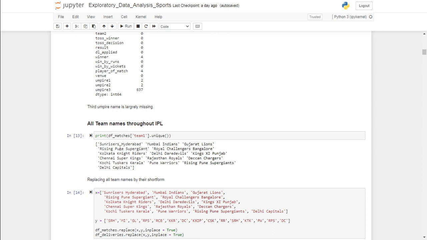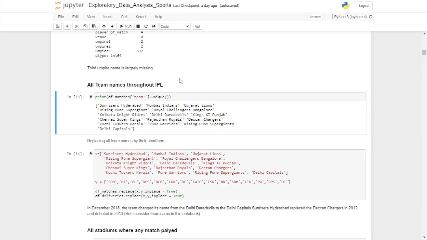And here is the list of teams who have played in IPL till 2019, and we are using short acronyms for their respective full team names. We are also replacing some teams, as Delhi Daredevils and Delhi Capitals are the same, so we are merging them as one.